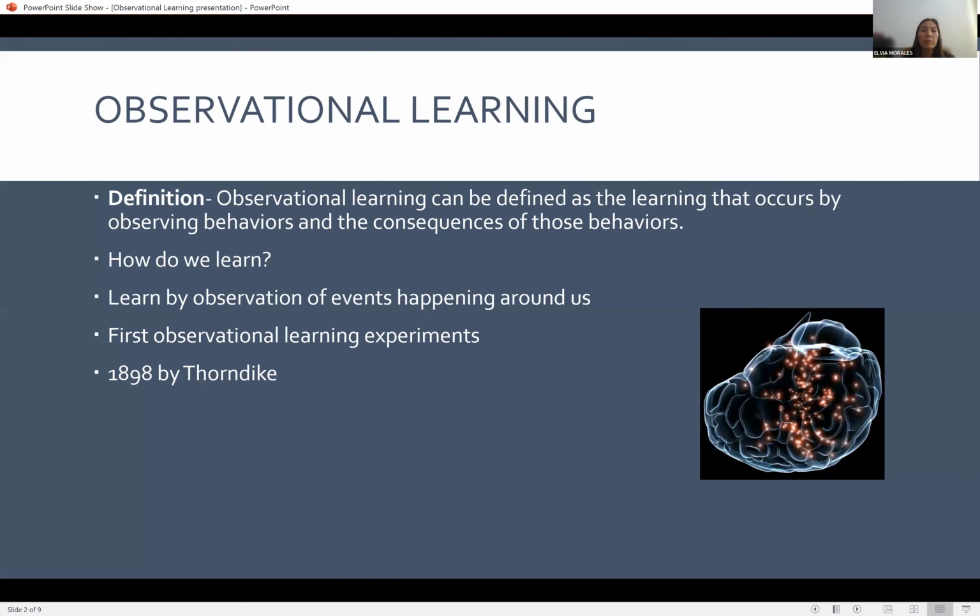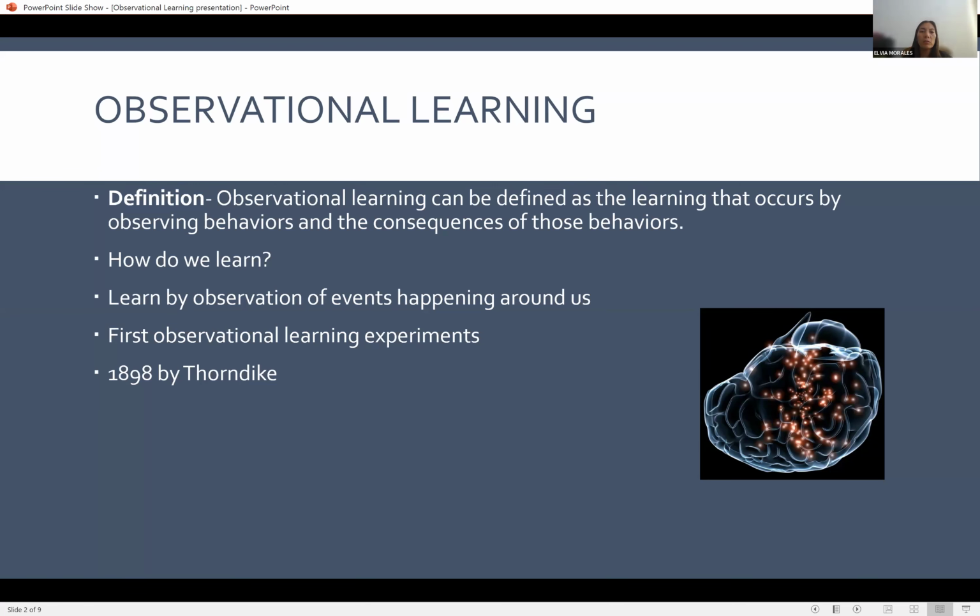Observational learning can be defined as the learning that occurs by observing behaviors and the consequences of those behaviors. We are often observing behaviors in our world to learn from them. But how do we learn? We learn by observation of events happening around us. We learn by watching others perform an action or behavior, and then we try to imitate it.